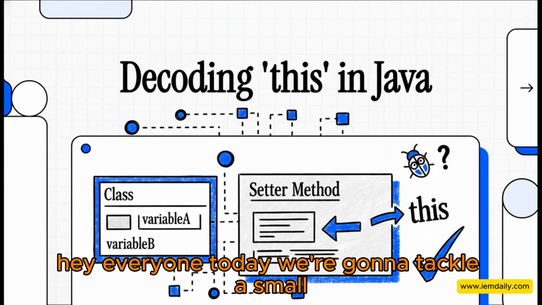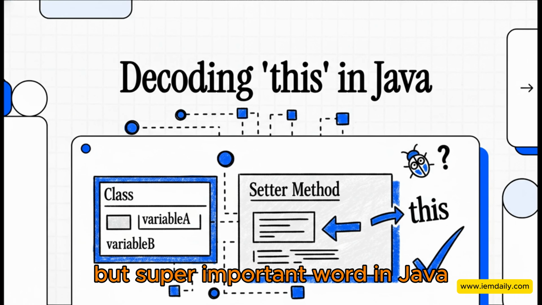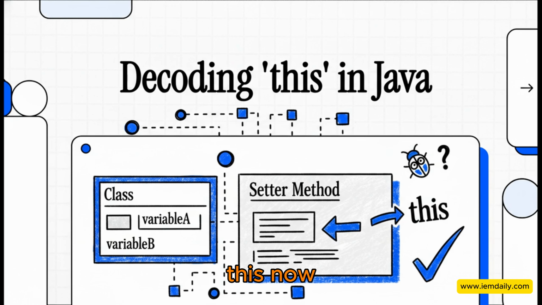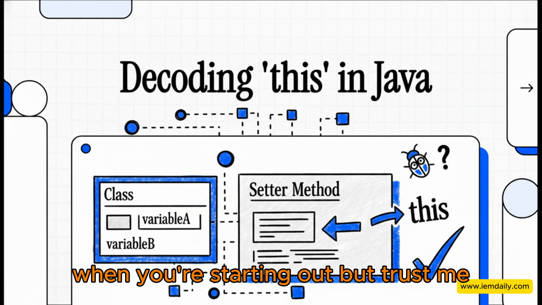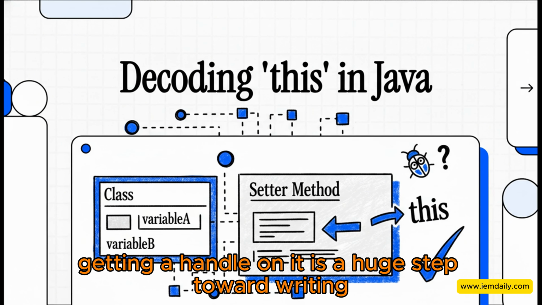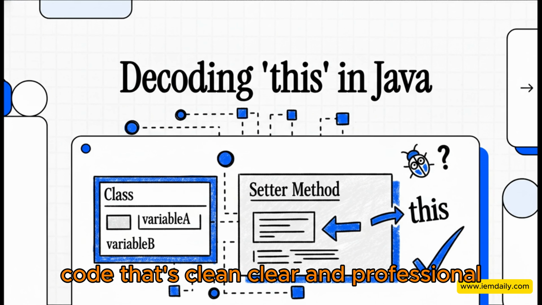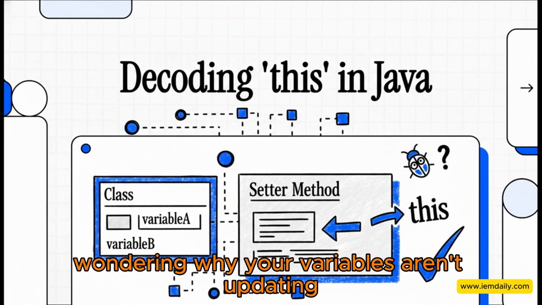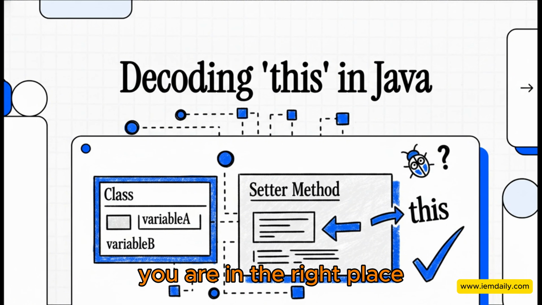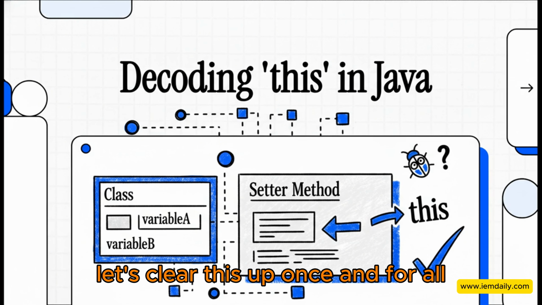Hey everyone, today we're going to tackle a small but super important word in Java, this. Now, I know this keyword can be a real head-scratcher when you're starting out, but trust me, getting a handle on it is a huge step toward writing code that's clean, clear, and professional. So if you've ever stared at your screen wondering why your variables aren't updating, you are in the right place. Let's clear this up once and for all.